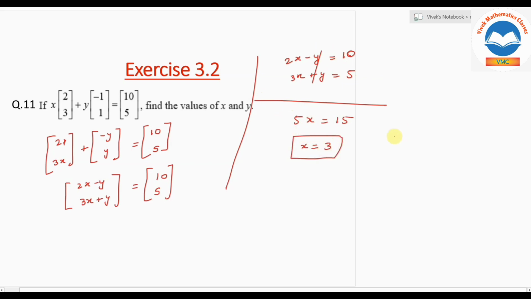So we will substitute the x value in equation number 1, and we will get the y value. From equation number 1, what have they given? 2x minus y equal to 10. From here, what will be the y value? y will be 2x minus 10. So y will be equal to 2 into 3, which is 6, minus 10. This will be minus 4. The x and y values we got.